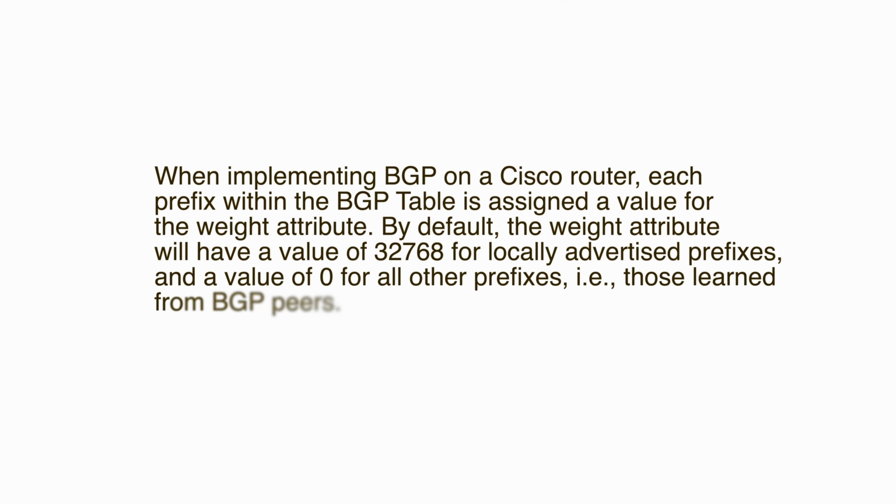And just to give you more information, when implementing BGP on a Cisco router, each prefix within the BGP table is assigned a value for the weight attribute. By default, the weight attribute will have a value of 32,768 for locally advertised prefixes and a value of 0 for all other prefixes. An example of this would be those learned from BGP peers.